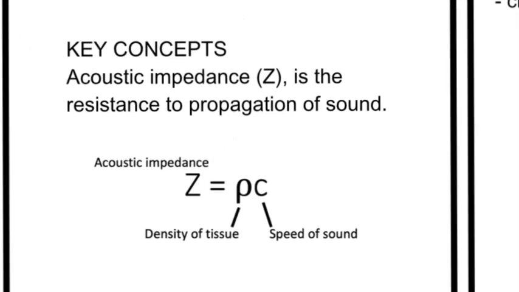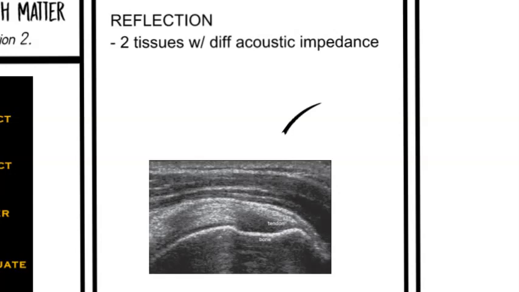Now, let us move on to the first interaction. Take a look at this ultrasound image. See here that at this boundary, we have a muscle-fat interface. These two tissues have a different acoustic impedance, but not that much. Hence, almost 100% of sound gets through to the deeper structures. In other words, only about 1% of sound is reflected.